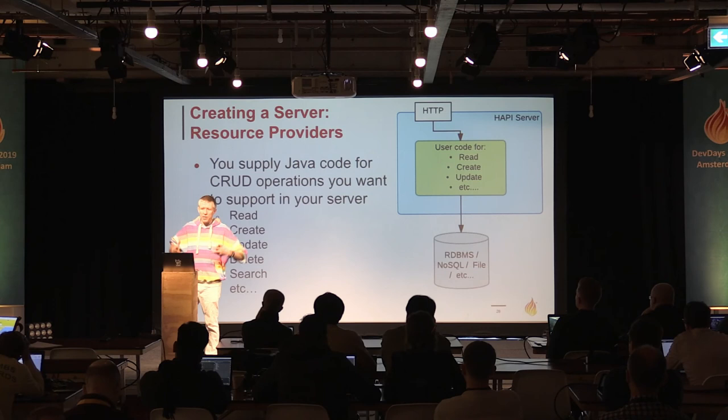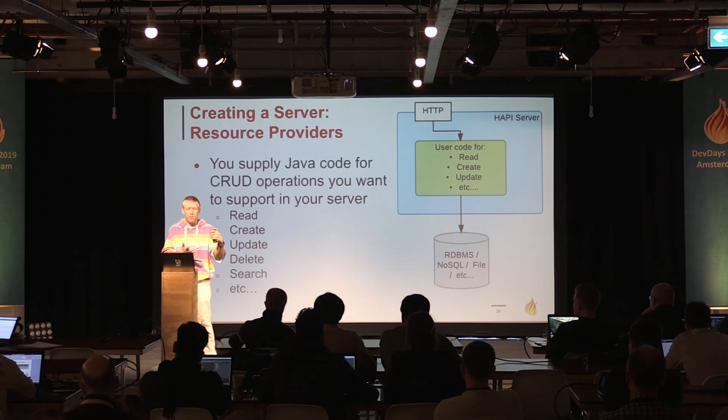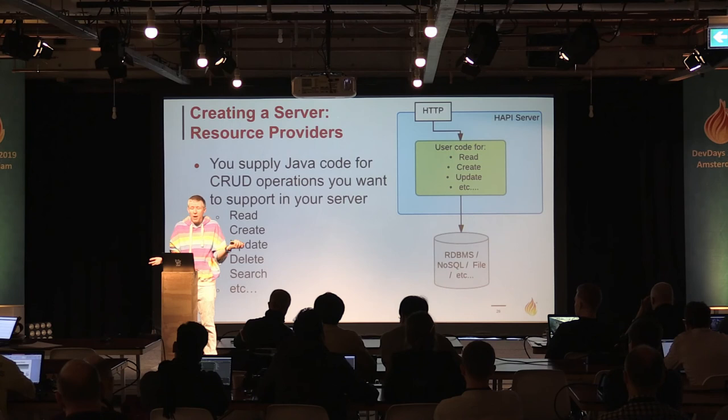But the whole idea here is whatever you want to support, you write Java methods that implement those things, and whatever parts of the FHIR spec you're not supporting, you don't write operations for that. The server will scan your annotations, will create a server based on that, and it takes care of all the heavy lifting of building a server on top of it.